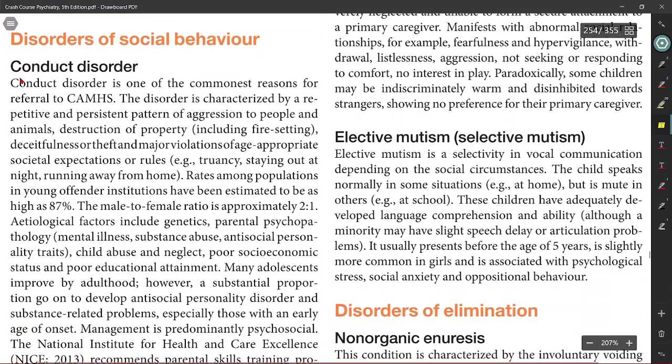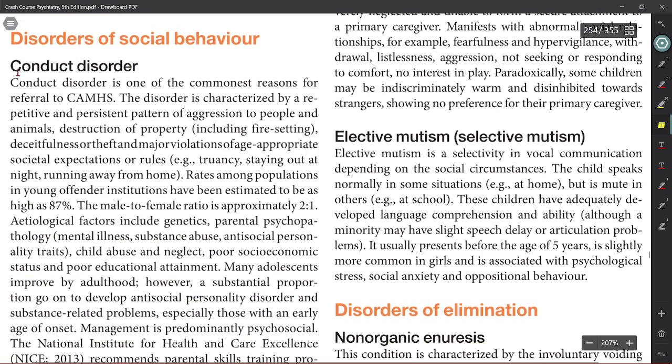We are done with anxiety disorders. Let's talk about disorders of social behavior. Conduct disorder. Conduct disorder is one of the commonest reasons for referral to CAMHS.